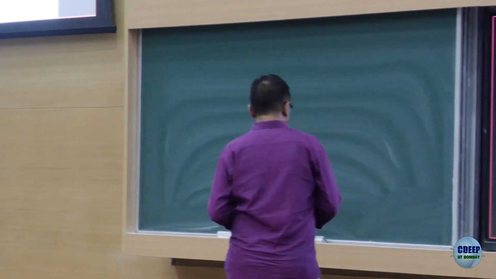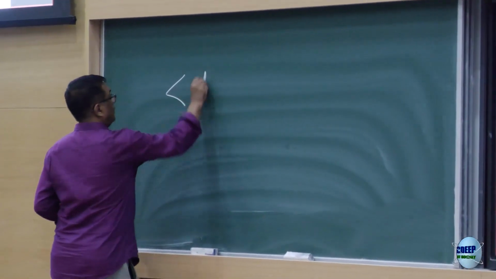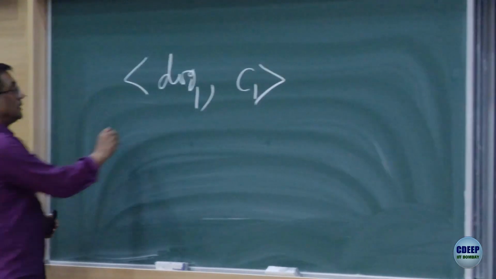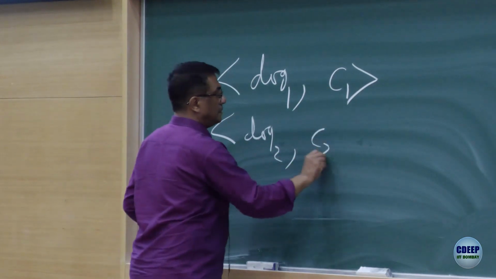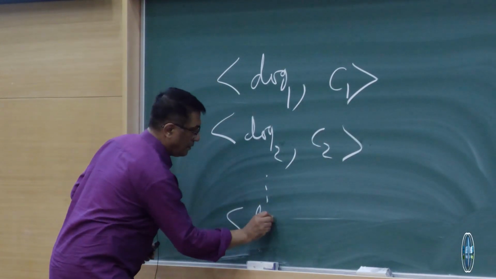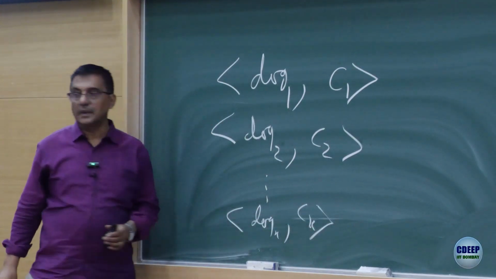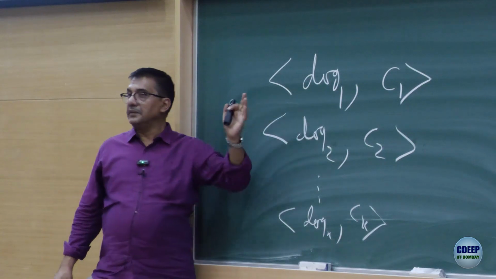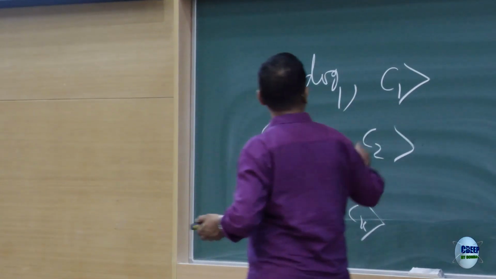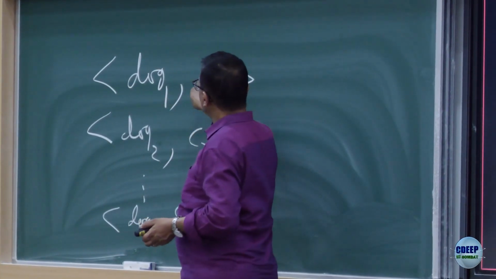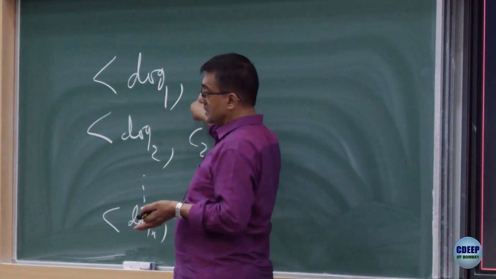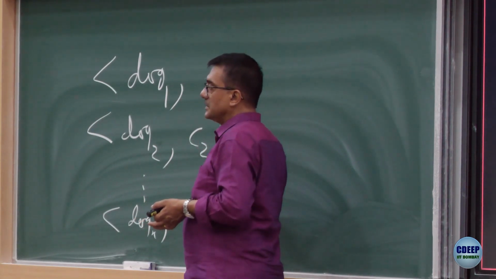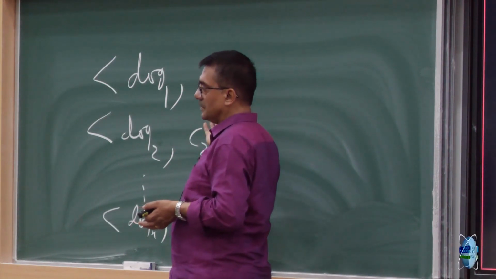So I have the first instance of dog and its context, C1. Then dog 2, C2. Dog K, CK. So I have K training data instances. These are positive data. Now we know that learning only from positive data is not possible. We have to give negative data also: dog and a set of words which are not in the context of dog. That is another intricate matter, because negative examples can be anything else. So there you have to use what is called negative sampling and so on. Let's not worry about that.